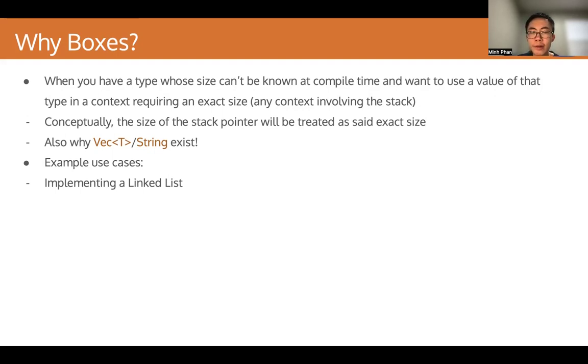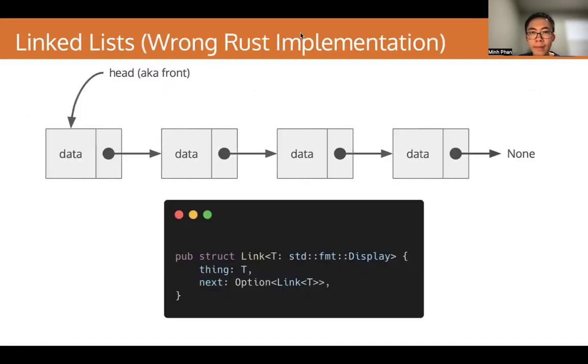An example use case we will look at is implementing a linked list. First, let's create a naive implementation. A linked list is basically a chain of data where each node has a pointer to the next node, all the way until the last pointer points to nothing. You may be familiar with this data structure from CS 28.